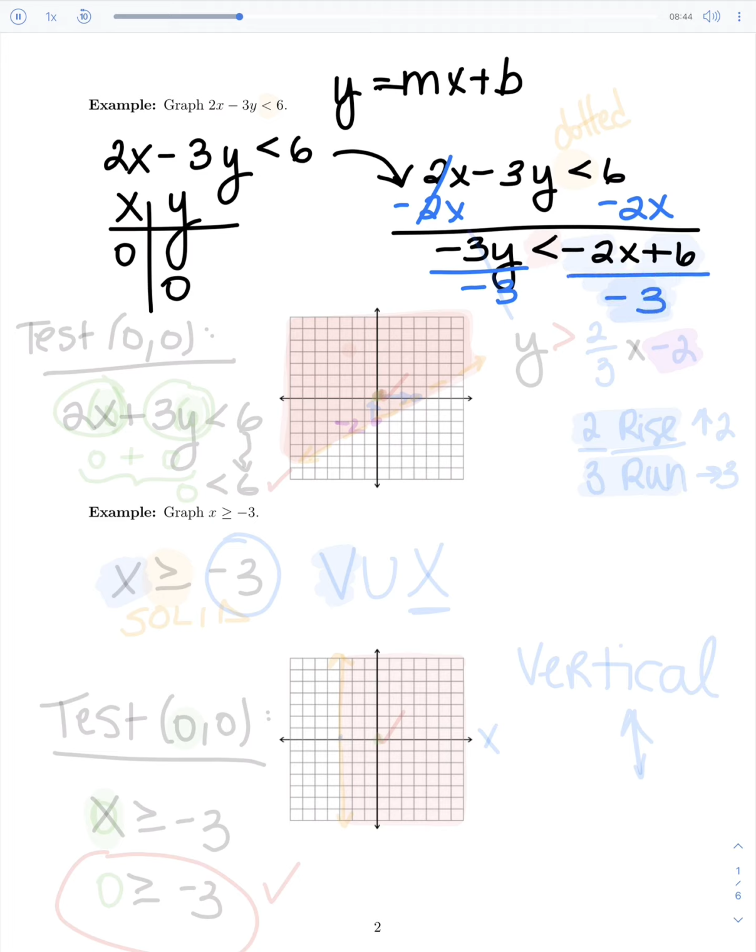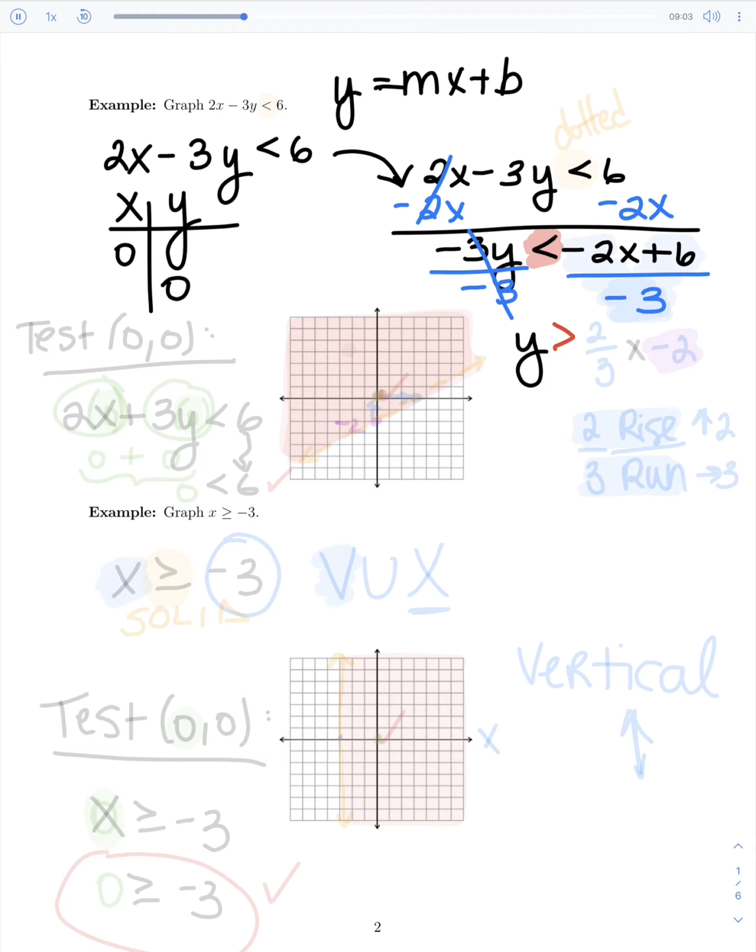Beware of this. What did we just do? We divided both sides of an inequality by a negative. We learned this earlier in this chapter. What does that do? That changes the direction the inequality is pointing. So if it was a less than, it's now a greater than.